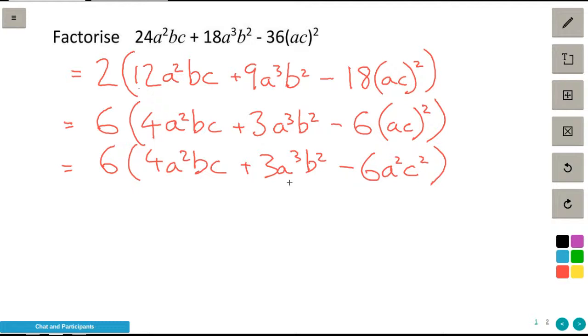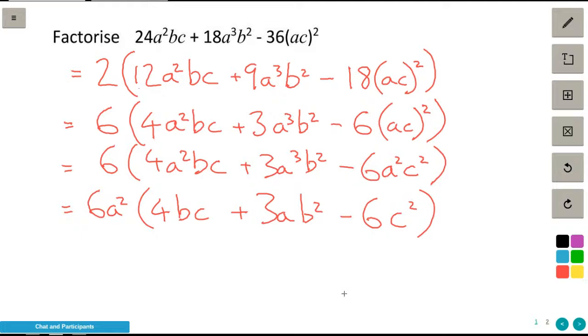And we can look at that a cubed and realize it's just the same thing as a squared multiplied by another a. So what we can actually do here, we've got an a squared here, we have an a squared in here as well, and we've got an a squared there. So we can take out a squared as a common factor. And that will leave on the inside of this one, we've just taken out a squared, so we'll get 4bc. Here we've taken out a squared, which leaves one remaining a from the a cubed, so that'll be 3ab squared. And then finally from this one, we'll take out the a squared to get 6c squared.